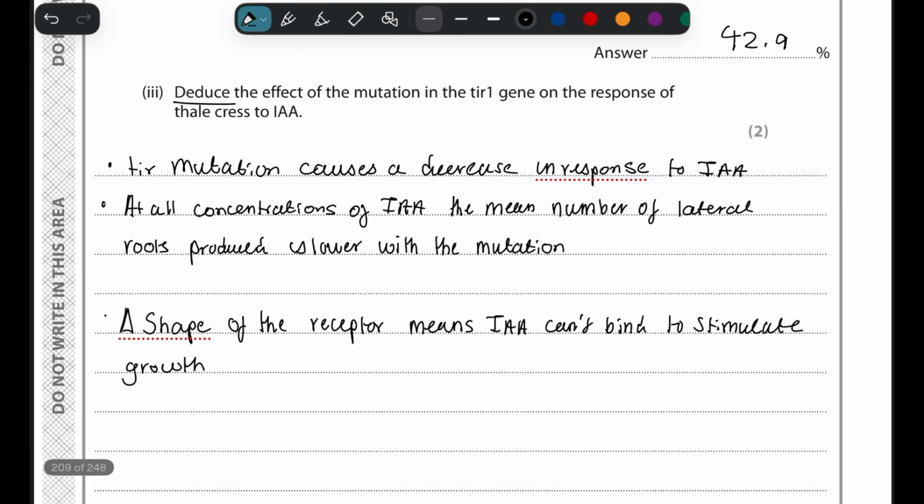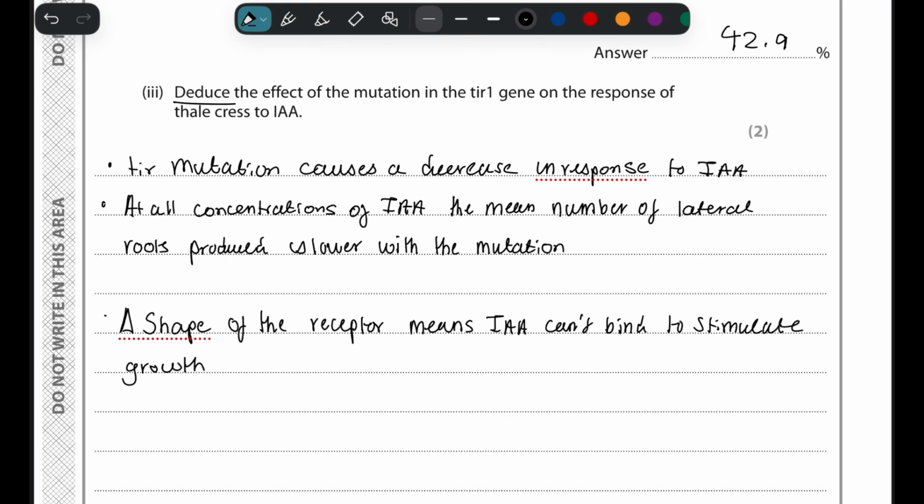Yeah, cool. It's only a 2 marker, so I'm not too bogged down with doing a calculation. But what we can say is at every single concentration, the lateral roots produced with the mutation is lower. Yeah, and that should be fine to get you 2 marks. I think if you now want to go the extra step, you could maybe give a reason why.